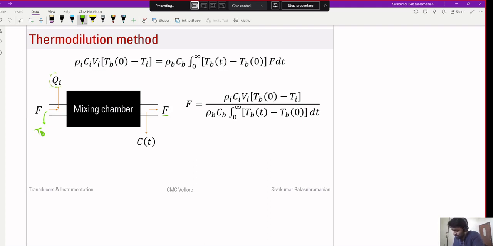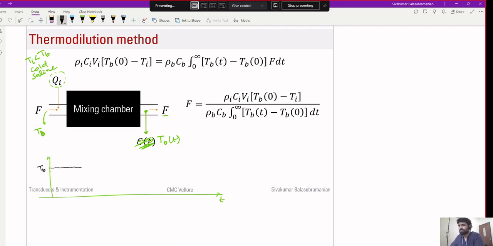One option is, instead of introducing a dye, you introduce a bolus of cold saline, whose temperature is Ti, and Ti is definitely less than TB. Now, let's say we don't introduce anything here. The temperature of blood is TB, and you've got a temperature sensor here, and you're looking at TB of t instead of C of t. If you look at the output of the sensor versus time, it'll hover around TB.